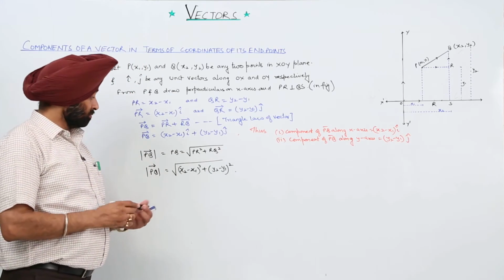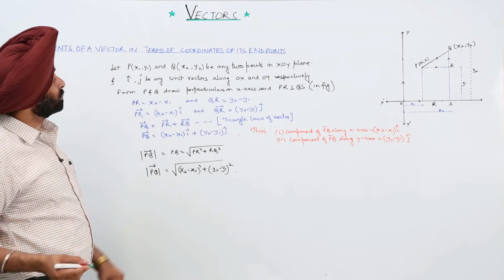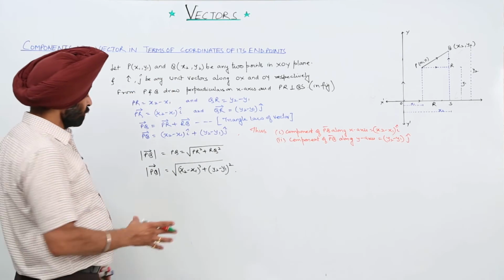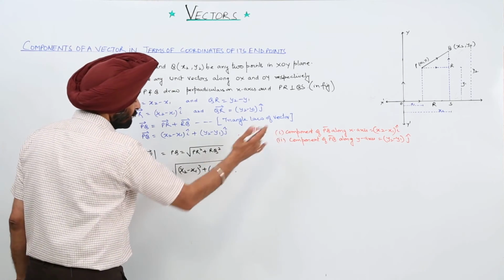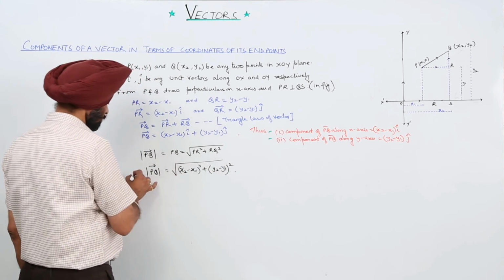So the components of a vector in terms of coordinates of its endpoints are this, and the length is this. So we are having these two things and this thing.